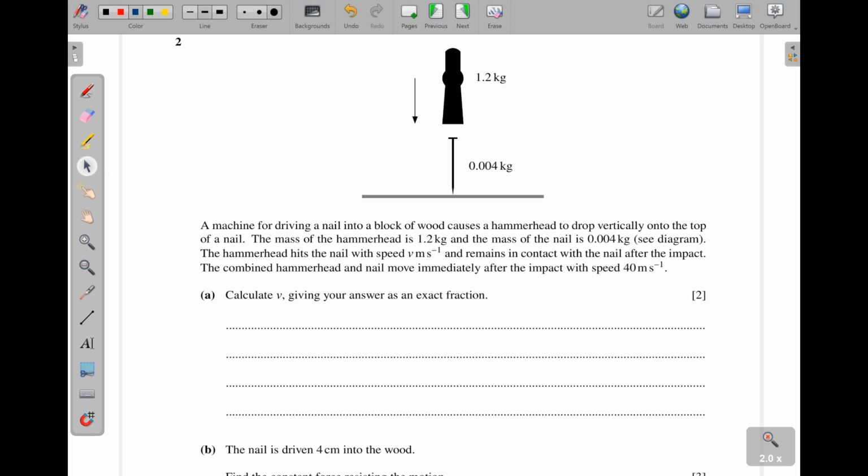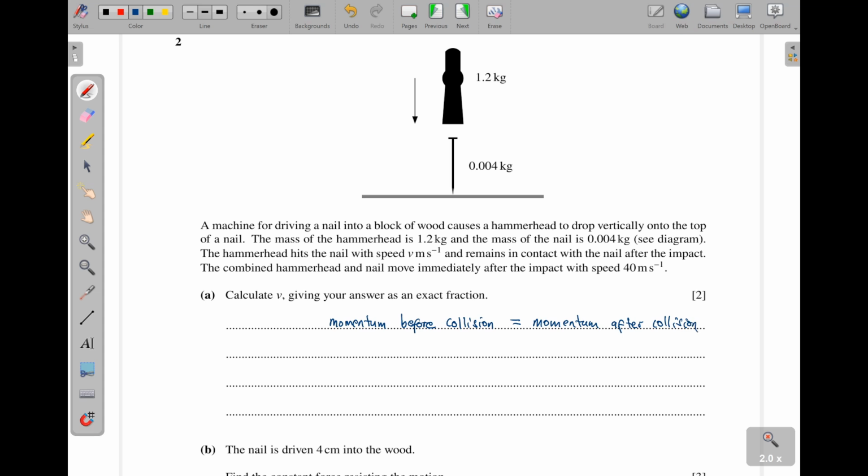Now here we are going to use the principle of conservation of momentum because we are having two particles which are colliding. Okay. This one here collides with this one. You know that we have momentum before collision is equal to momentum after collision. So I'm going to have, this is momentum before collision is equal to momentum after collision.